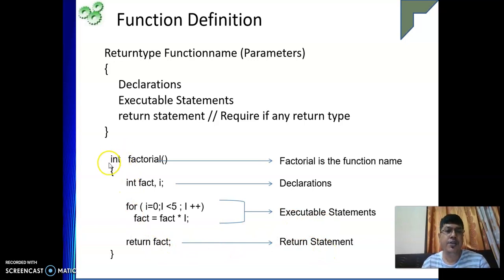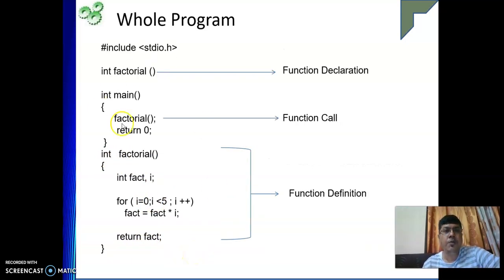Return statement, if the function is returning something, then we have the return type and the return statement. Okay, so the whole program, see here, int factorial. I have missed out the semicolon. There will be a semicolon out here.